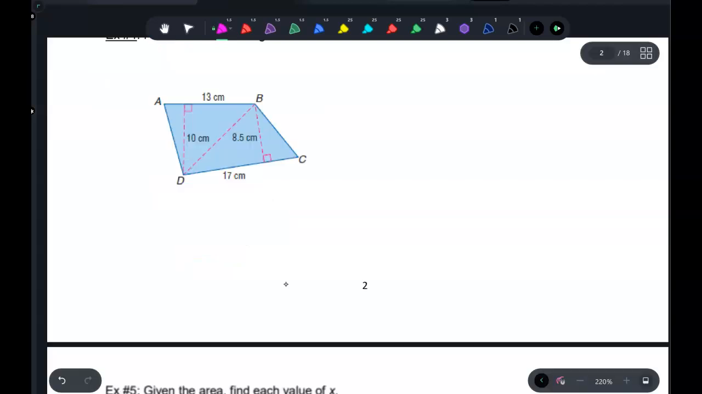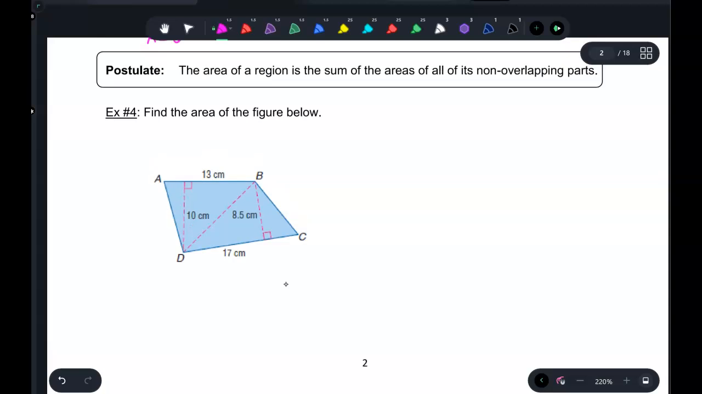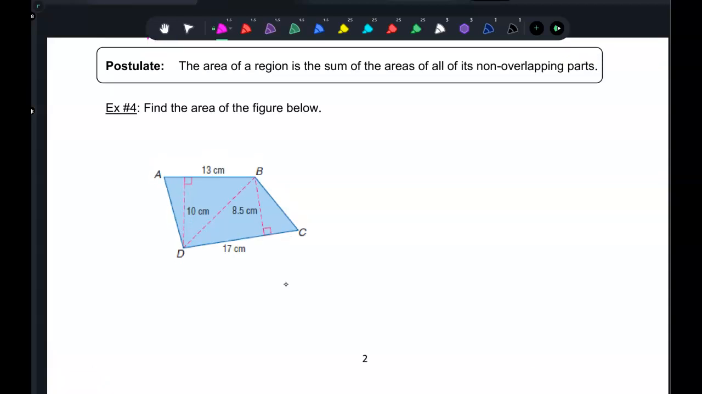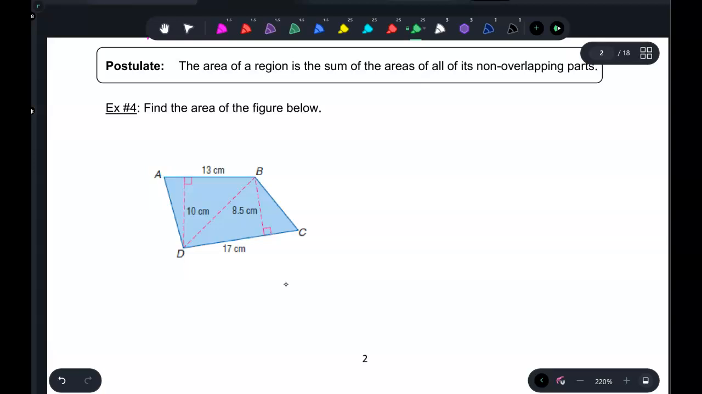Okay. All right. Here we have a quadrilateral. The key is we want to split this up into 2 triangles. Can you figure out what the two lines are that are dotted? What you're looking for are the right angles. So I have a right angle here. From B to D.